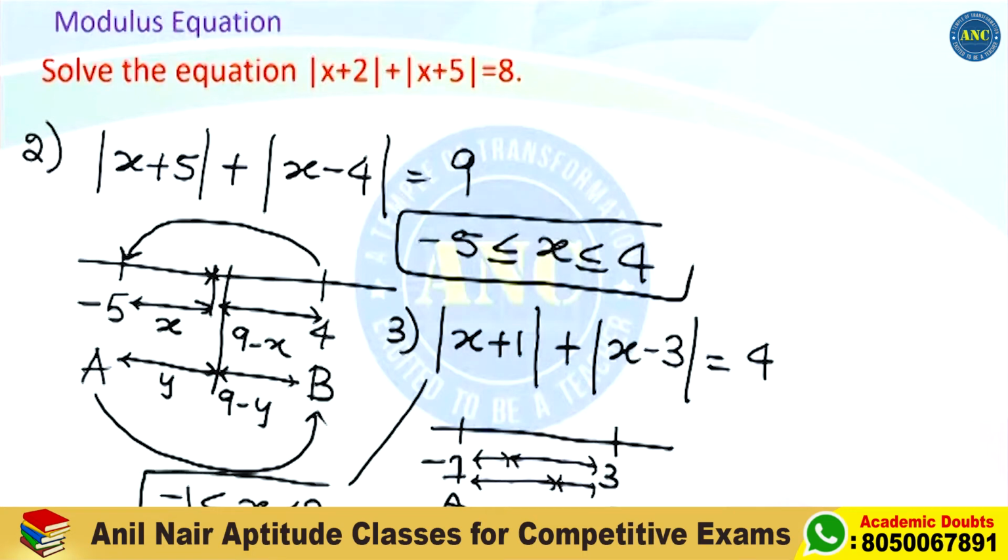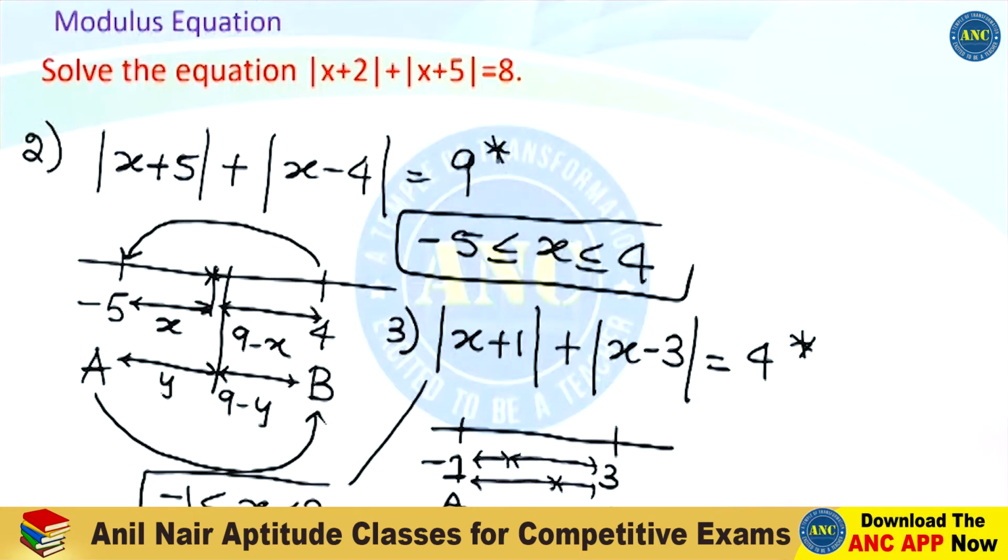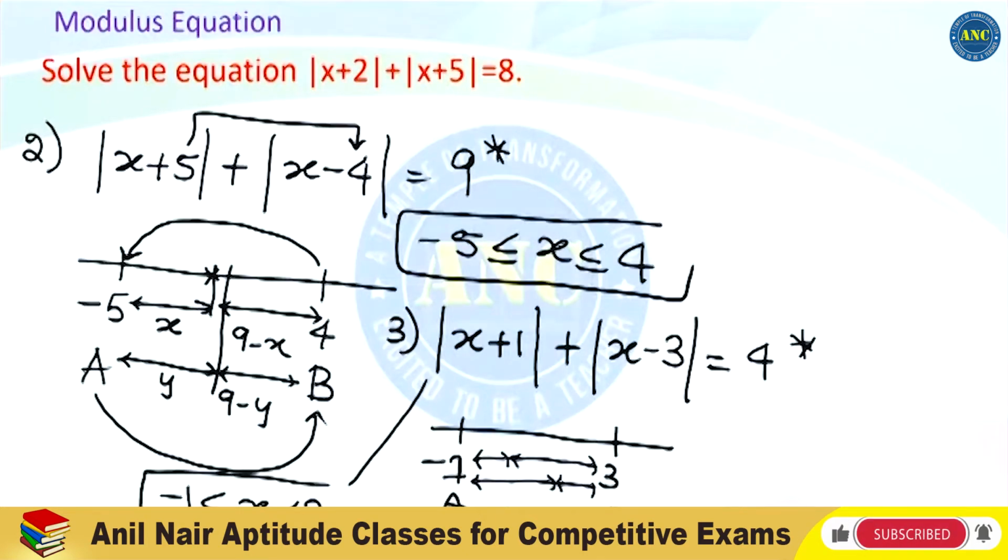Any value x can take from minus 1 to 3 to give the right hand side 4. If the right hand side value is the gap between the critical points, then I will get a range when two modulus functions are added. I hope it is clear. One more example.